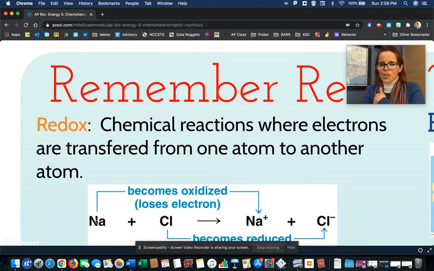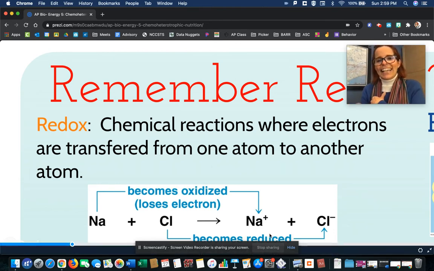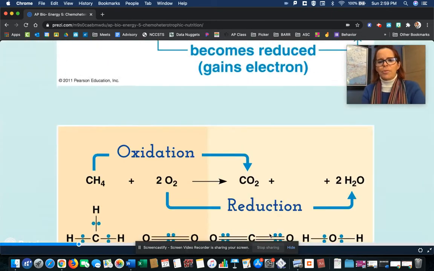The sodium is becoming oxidized because it lost an electron. Notice that it now has a plus sign because it lost an electron. Chlorine, on the other hand, becomes reduced. And this is always confusing because it gained an electron. The reason it's called reduced is that its charge is lower. It now has a -1 charge because it gained an electron. So that's why we call it reduced. So anything that gains electrons is reduced. Anything that gives up electrons, that's oxidized. And we're going to use those words numerous times as we're coming forward here.